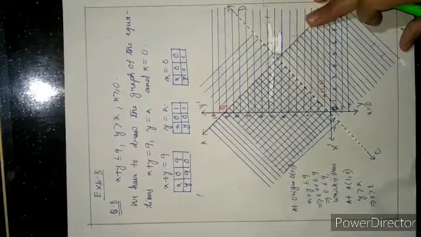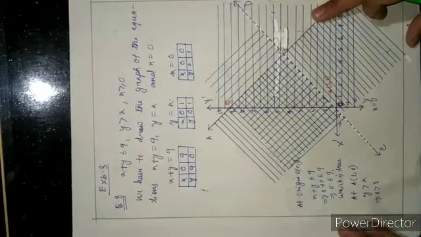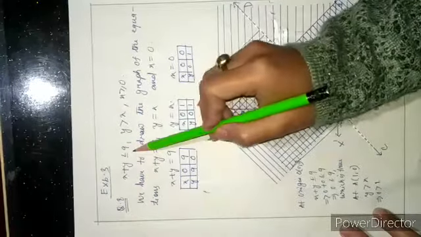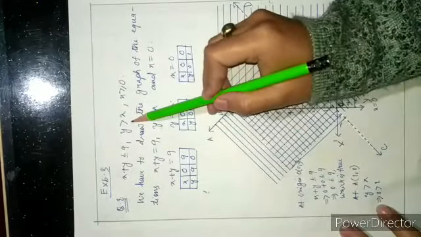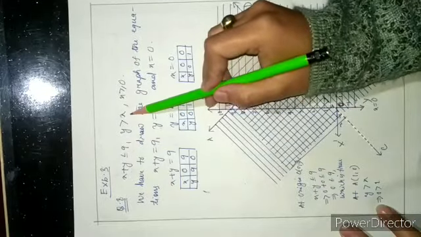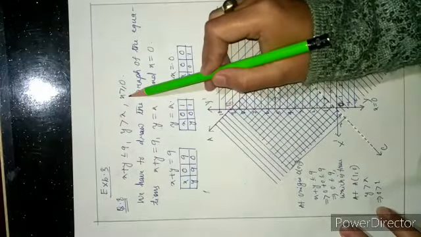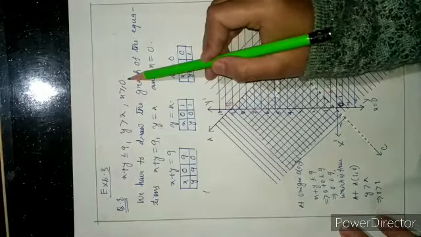Dear students, today we are going to find the solution region of the system of inequalities. First inequality is x plus y less than or equal to 9. Second inequality is y is greater than x. And the third inequality is x is greater than or equal to 0.